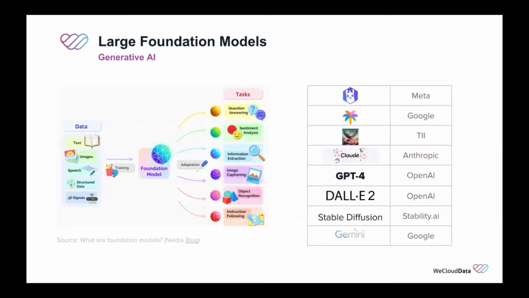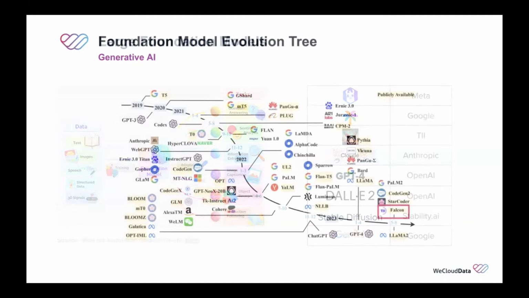So these large language models, right, are foundation models. There are different types of large foundation models out there. There are vision models, right? There are the LLMs. And some popular ones, such as Facebook or Meta's Llama model, Google has PaLM. I think UAE's TII has the Falcon model. Anthropic has Claude. OpenAI has GPT-4. Rumor is they're working on GPT-5. Image models include Stable Diffusion and the DALL-E model, and Google also recently came out with Gemini, right?